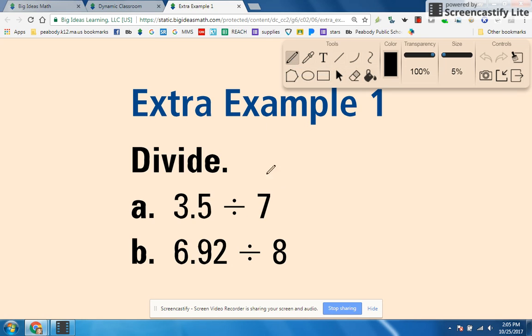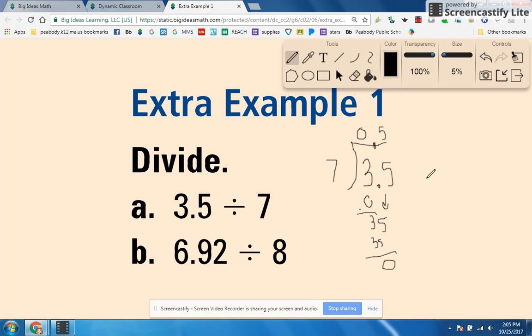So which number is going to go on the inside? 3.5, because that's the first number in the problem. So 3.5 is the dividend. We are dividing it by 7. The decimal point comes straight up. Pretend it's not there. 7 goes into 3 0 times. Subtract, I get 3. Bring down the next digit. Now 7 goes into 35 exactly 5 times. Subtract, and my answer is 0.5 because it zeroes out.